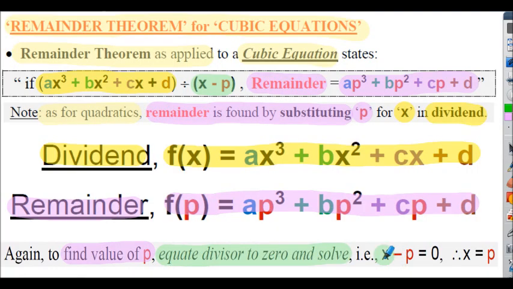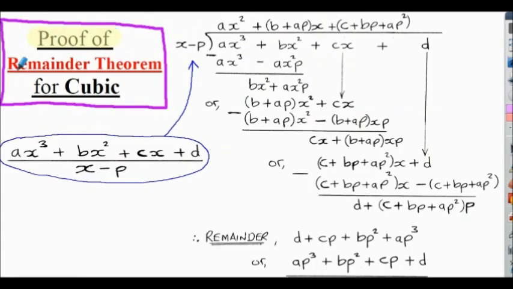So x minus p is equal to 0, solving x is equal to p. Once again, we can see the change of sign. P in the divisor, essentially a negative p, and the p that we use in the remainder theorem is a positive p. For reference, I've shown the proof of remainder theorem for a cubic expression here using polynomial division.